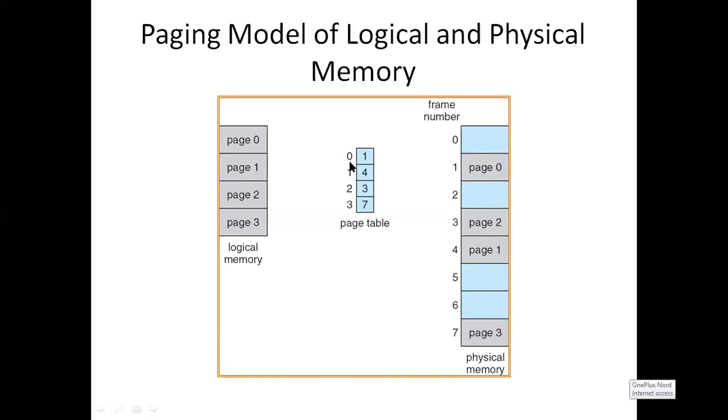Page 0 is in frame 1, page 1 is in frame 4, page 2 is in frame 3, page 3 is in frame 7. The outer partition is the page number and the inner numbers are frame numbers. That means the page table consists of 2 entries: the page number and the corresponding frame number.